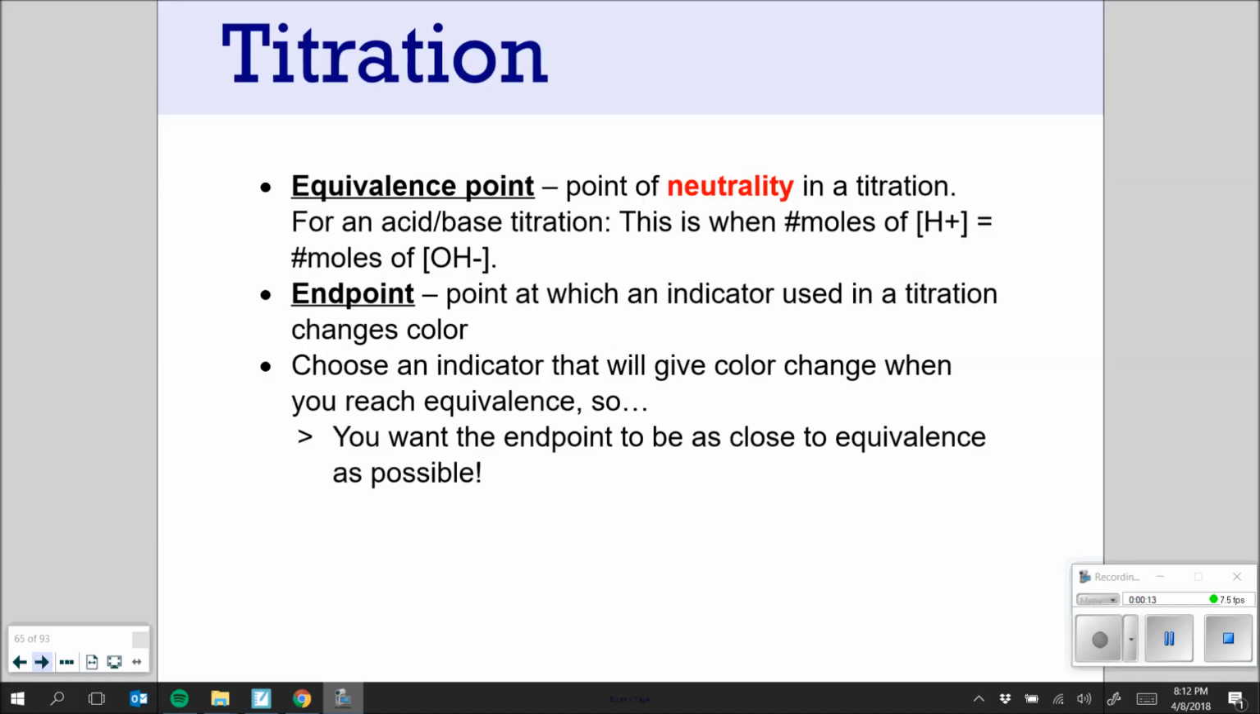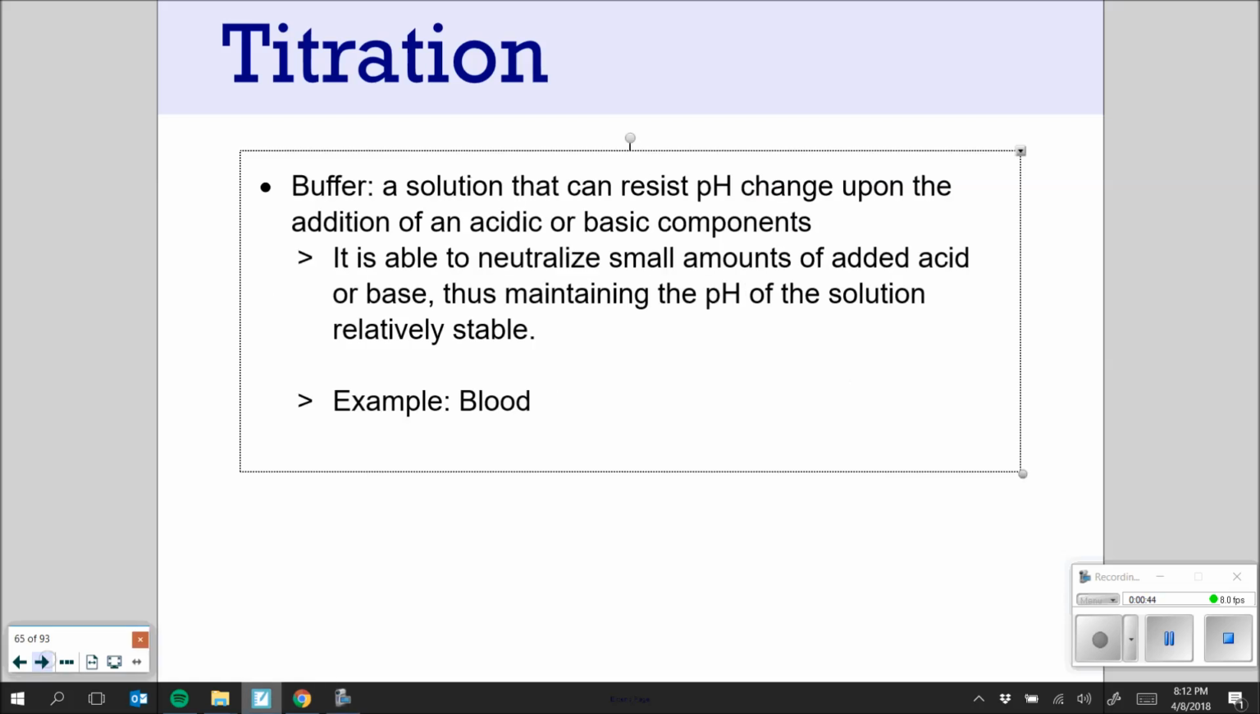If you remember, just some basic definitions and vocabulary associated with titration curves. Remember, on a titration curve, we have what's called an equivalence point. It is the point of neutrality in a titration. For an acid-base titration, it's when your number of moles of hydrogen ion equals the number of moles of hydroxide. Your endpoint is the point at which the indicator used in the titration changes color. Remember, the endpoint isn't necessarily the equivalence point, but you want them to be as close as possible.